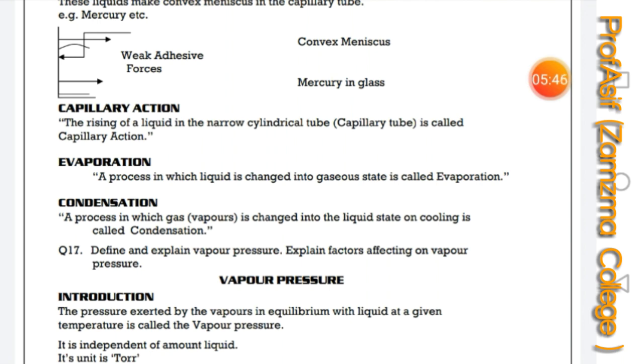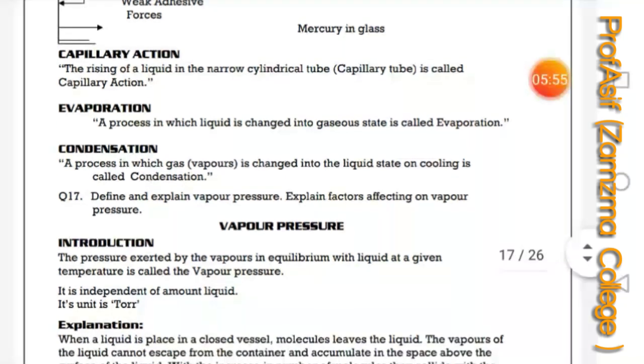which is cooling effect. Condensation is conversion of a gas into liquid. It is opposite to evaporation. It is done by increasing pressure.